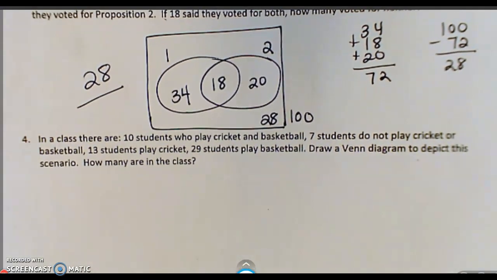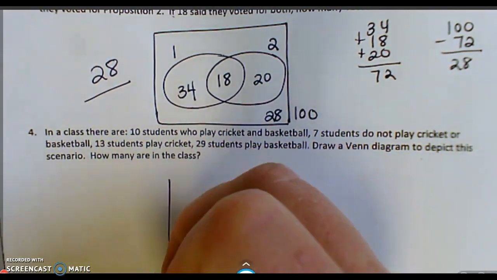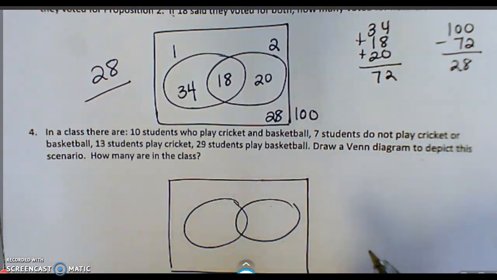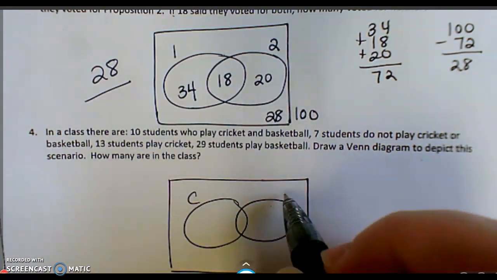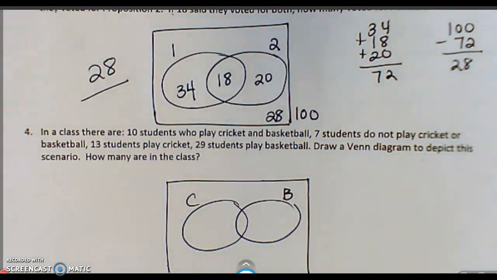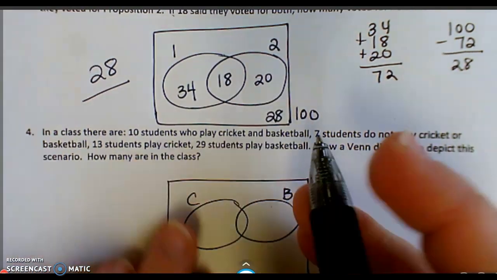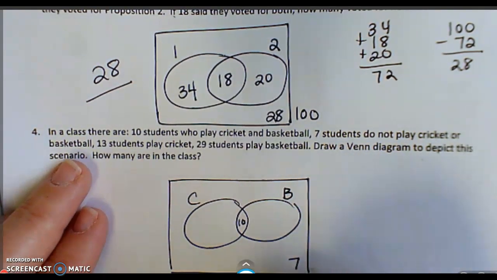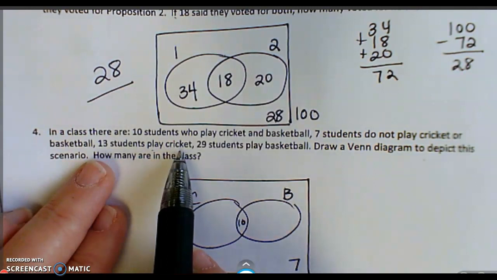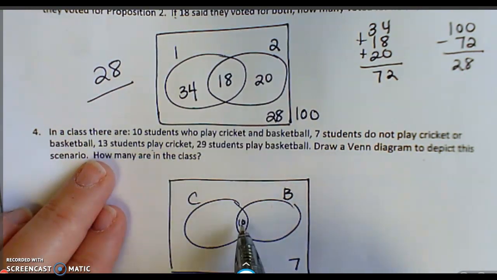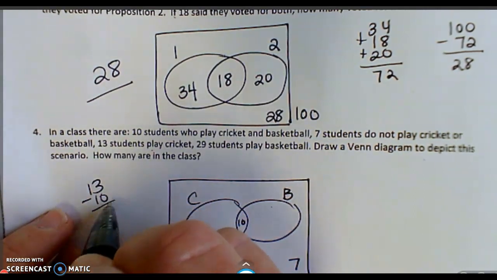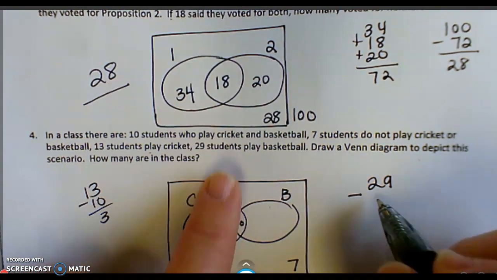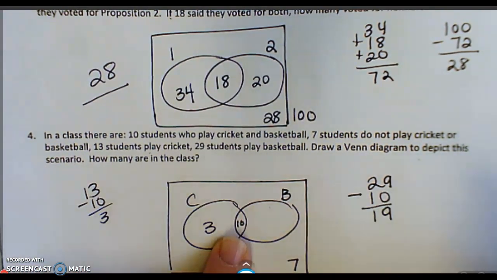Okay. Last question doesn't ask us about neither, so it's a little bit different. Alright, we're talking about cricket and basketball. Cricket's some kind of sport. 10 students who play cricket and basketball, so 10 goes in the middle. 7 students do not play cricket or basketball, so 7 goes out here. 13 play cricket, that includes these 10, so I'm going to take 13 minus 10 to get that only 3 are just cricket. 29 play basketball, so I take 29 and subtract the 10 that's also included there.